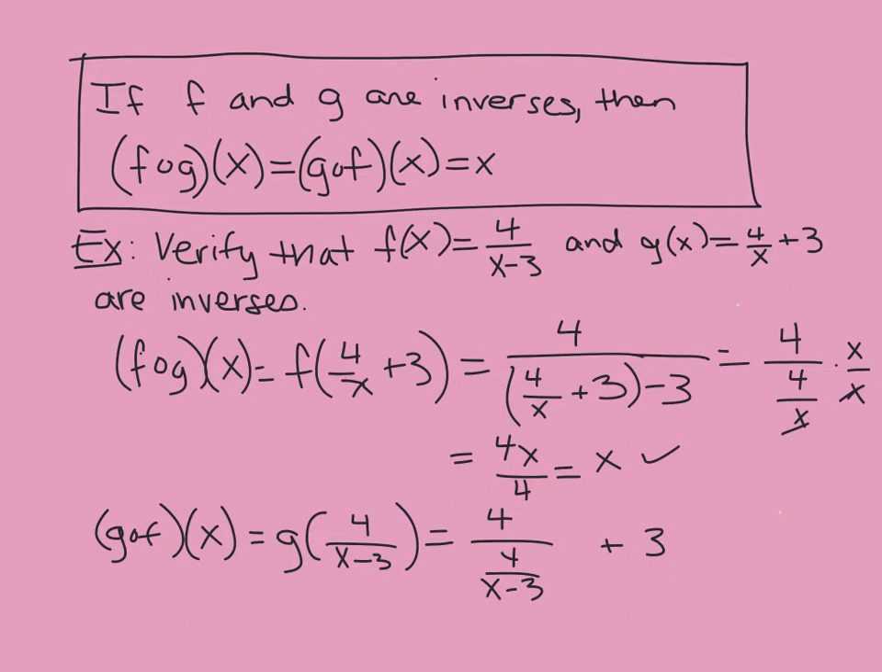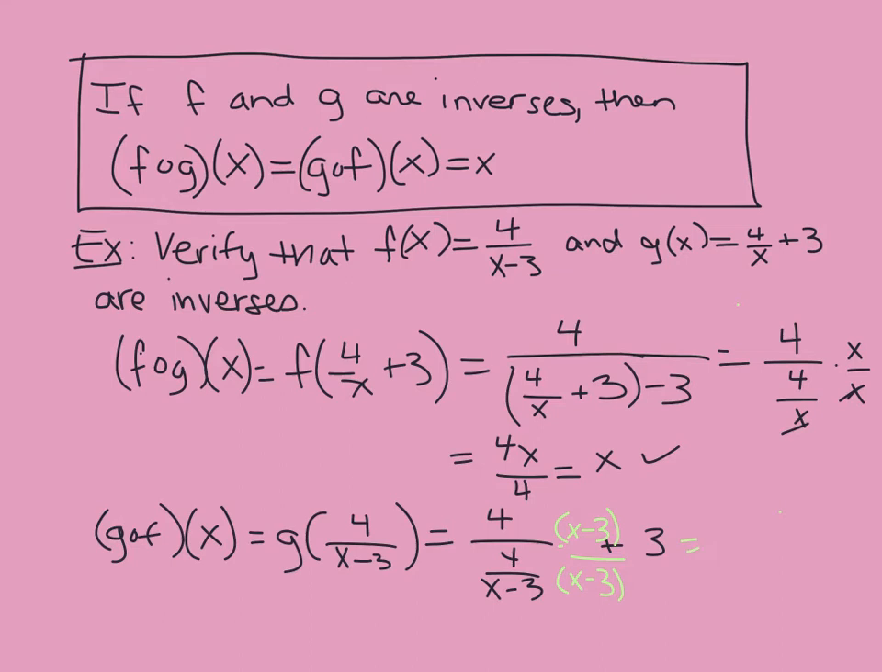In order to simplify that, I'm going to multiply both the numerator and the denominator by x minus 3. So that's equivalent to multiplying by x minus 3 over x minus 3. Since the numerator and denominator there are equal, it would be the same as multiplying by 1. You're always allowed to do that in math.